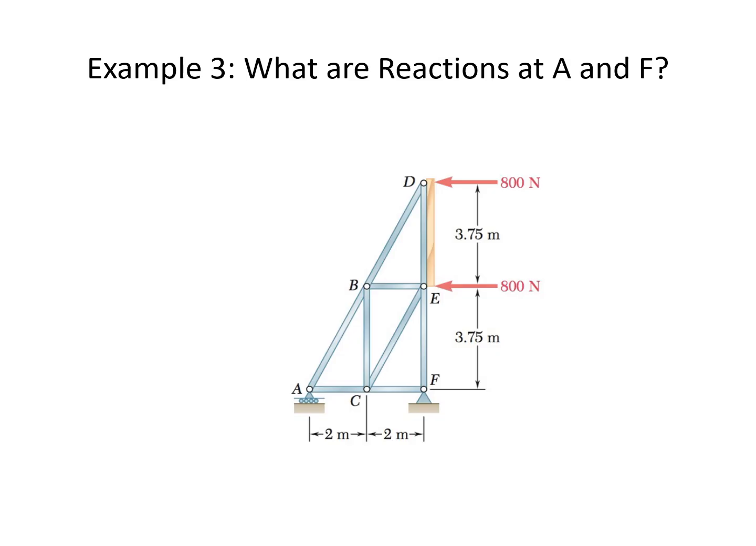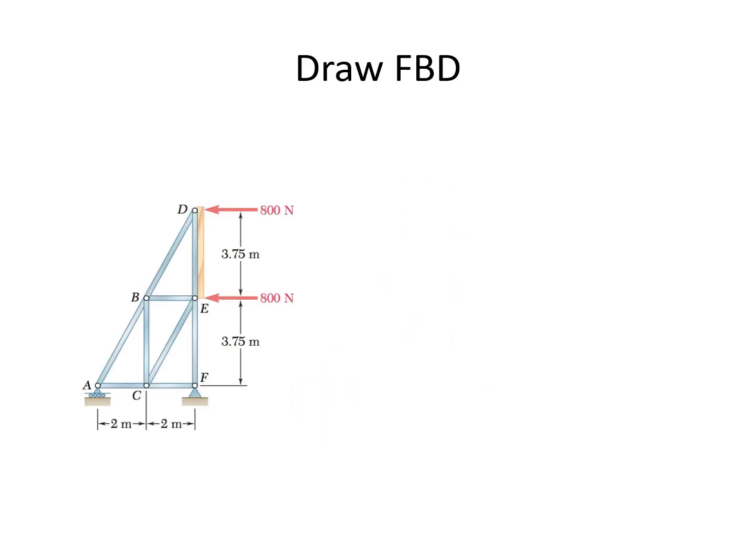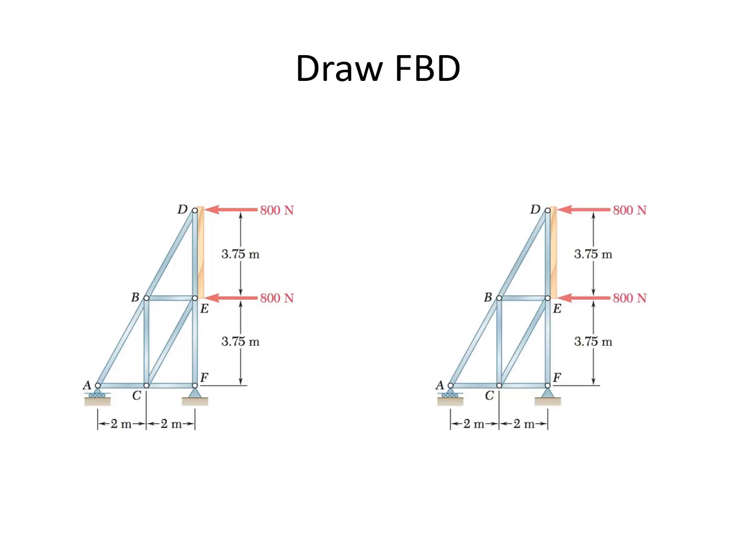Notice here we do not have a fixed support, but the first thing that we need to do is draw that free body diagram. So I'm going to again start by separating that beam and adding the known forces, which are the 800 newtons at D and the 800 newtons at E. And then I'm going to replace this roller and fixed support with reactions.